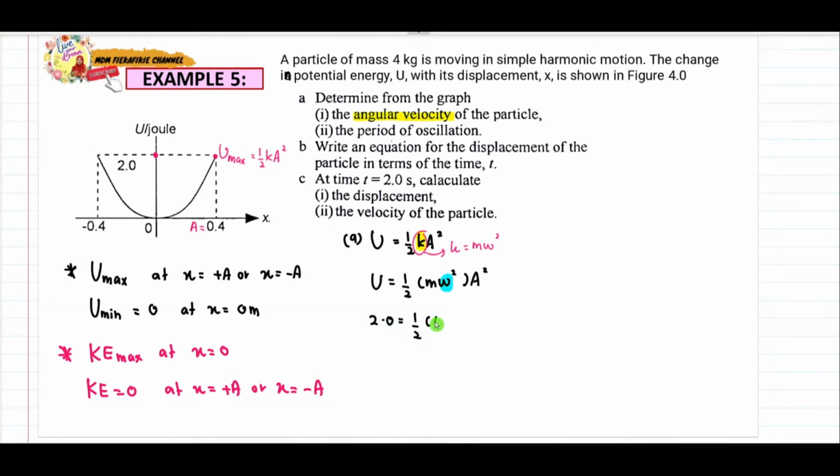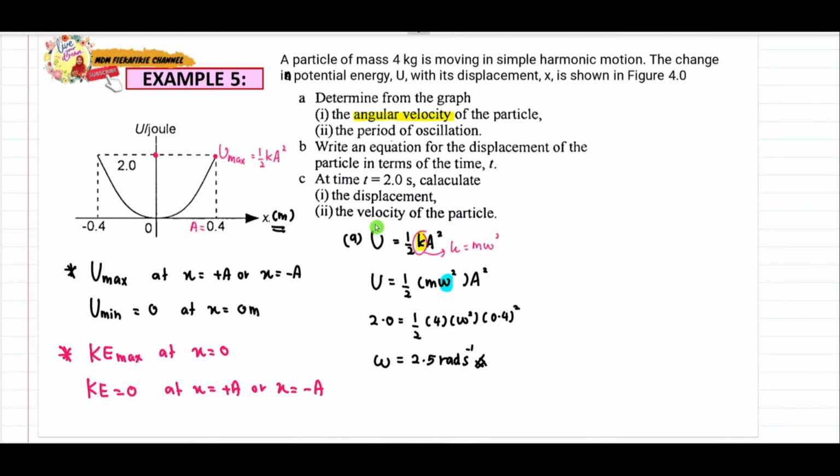Half. The mass is given as 4 kg, and omega, we want to find A, is equal to 0.4 squared. Okay. So, omega is equal to 2.5 radian per second. Okay. Boleh? Alright. So, this should be put here, meter, because the unit of U is in joule. So, this must be in meter.